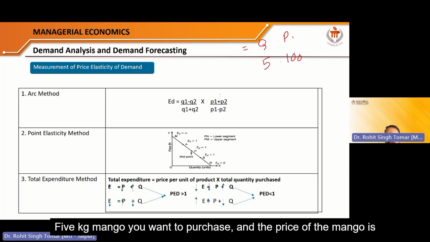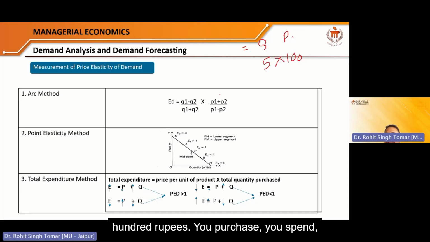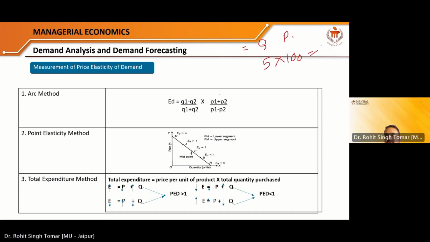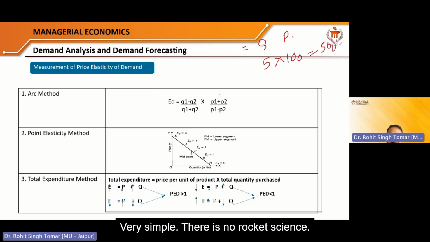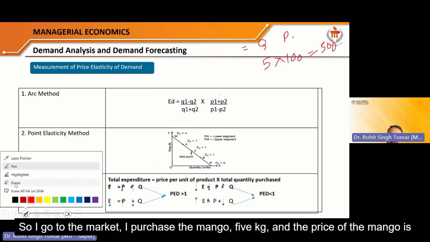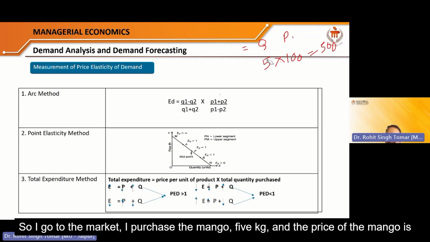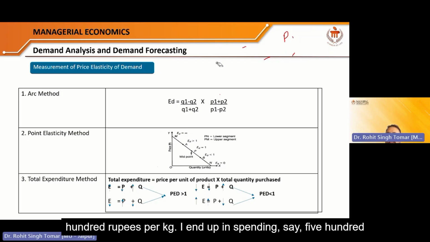You want to purchase 5 kg of mango, and the price of the mango is 100 rupees per kg. Your expenditure, your spending, is 500 rupees. Agree? Very simple. There is no rocket science. So I go to the market, I purchase 5 kg of mango at 100 rupees per kg. I end up spending 500 rupees, right?